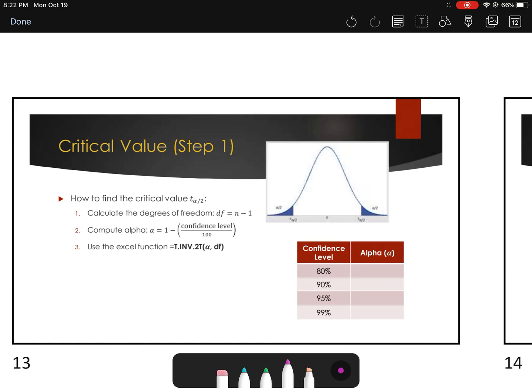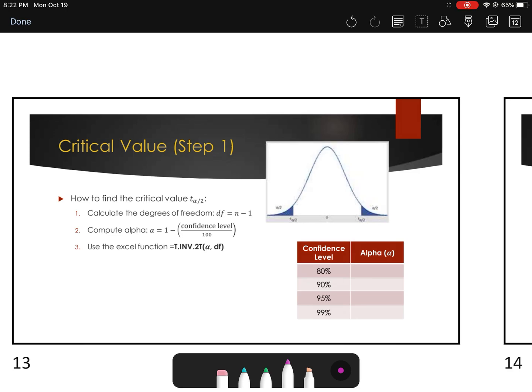Okay, so let's look here. How do I actually calculate the critical value? That's going to be our step 1 to solving all of this. The notation for that is t sub alpha divided by 2. So first thing we're going to do is calculate the degrees of freedom. That's what that df is, and that's always your sample size minus 1.